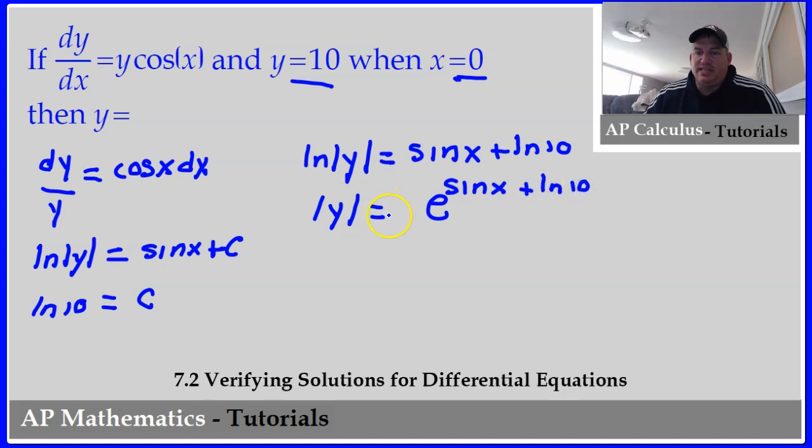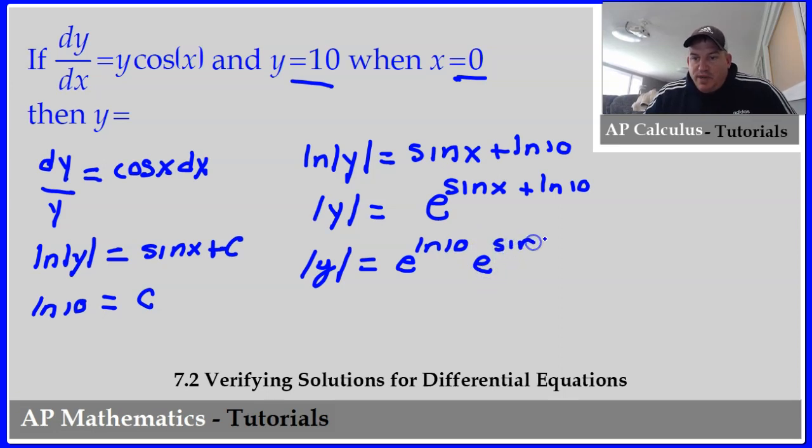Now we could leave it like this if we wanted to with the natural log of 10 in the exponent position, but we're going to clean it up a little bit. So we should have that the absolute value of y is going to equal e to the natural log of 10 multiplied by the base e raised to the sine x. We can do this because when you multiply like bases, you add exponents. Therefore, if we're adding exponents, we can write it as a multiple of like bases.